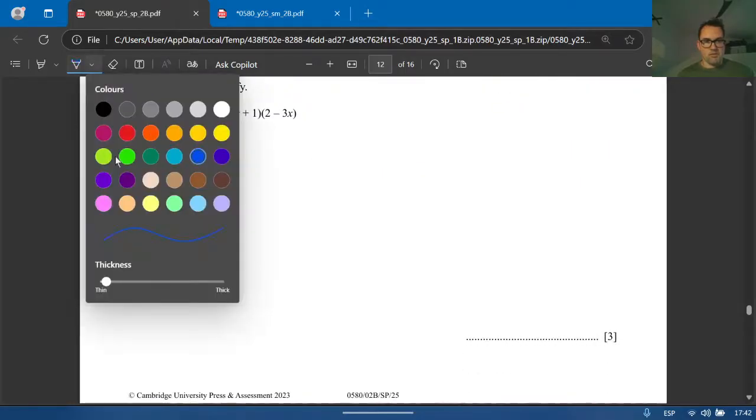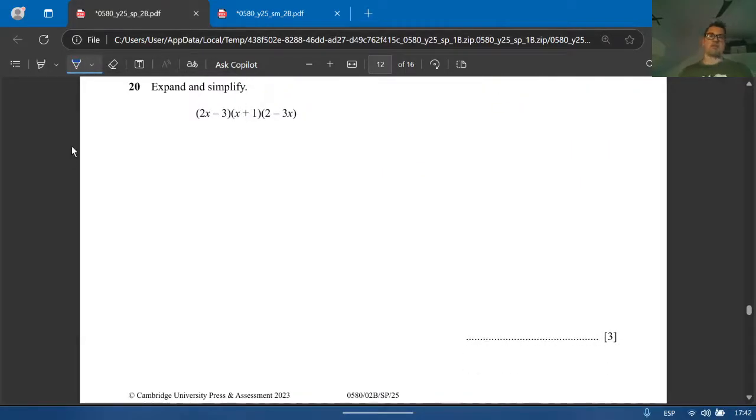Next one, again, this is just practice. There are different ways to do this, but the straightforward way is just to do 2 brackets, simplify, and then do that bracket with the last one. Okay, which means we'll do 2x times x, which is 2x squared. 2x times 1 is 2x, minus 3 times x is minus 3x, and minus 3 times 1, a minus and a plus is a minus.